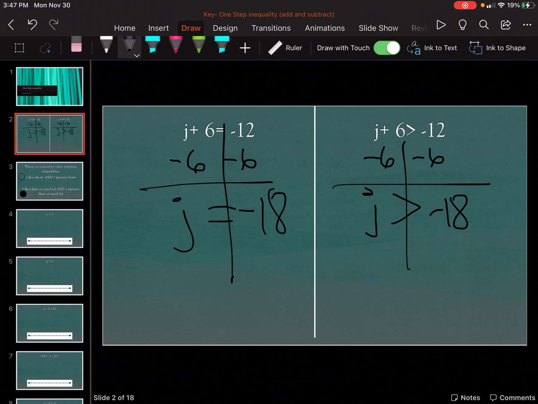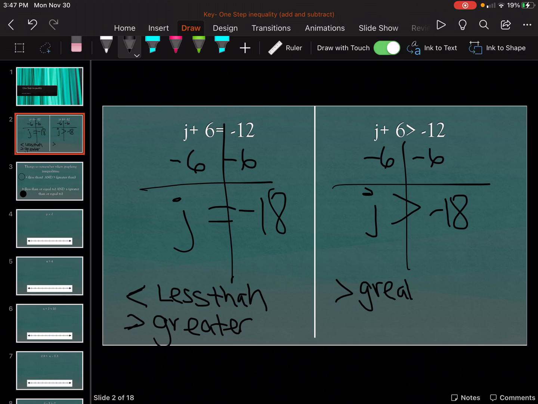Real quick on your symbols. This is less than. This is greater than. And then with the line underneath it, that means or equal. Greater than or equal to, and then less than or equal to.